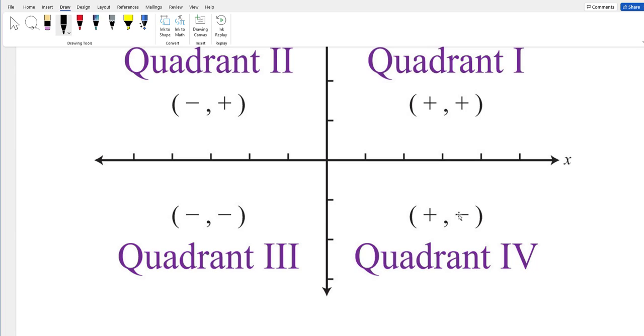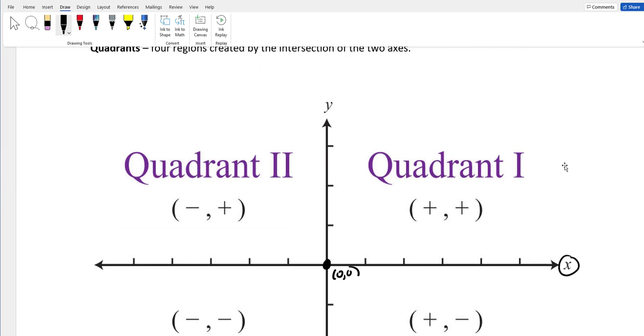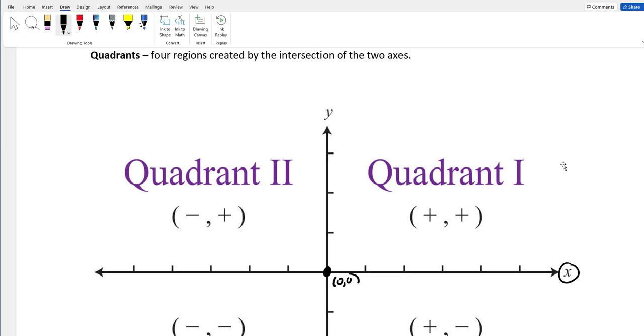So this is the origin here. That's where the two lines cross. This point is 0, 0. This is your x-axis here, this line going across, and then your y-axis is the line going down.